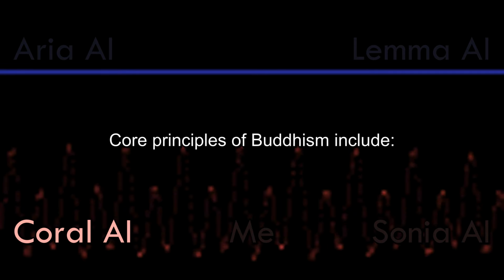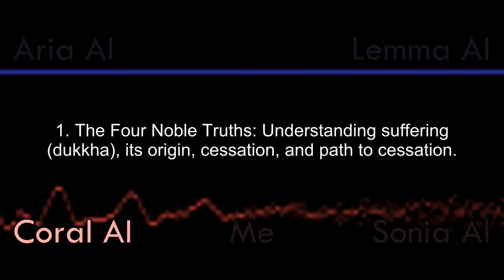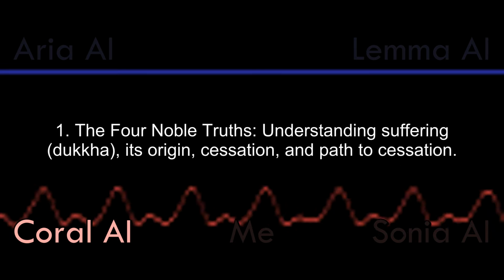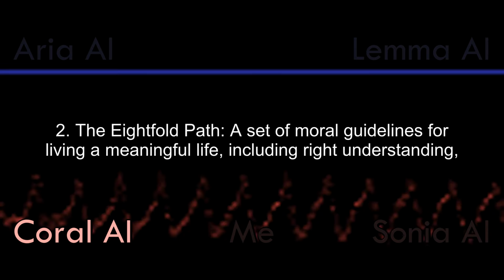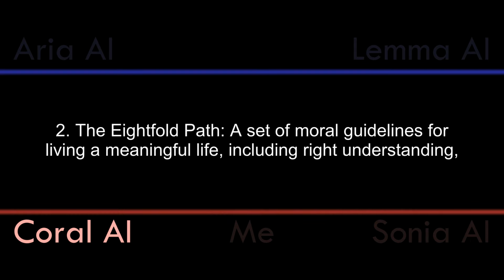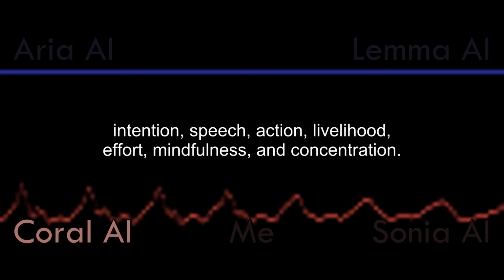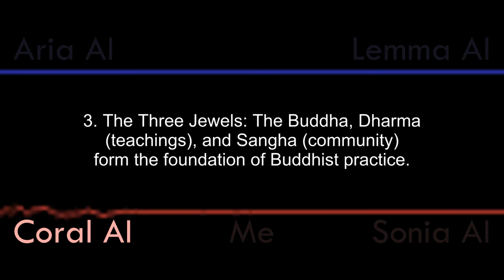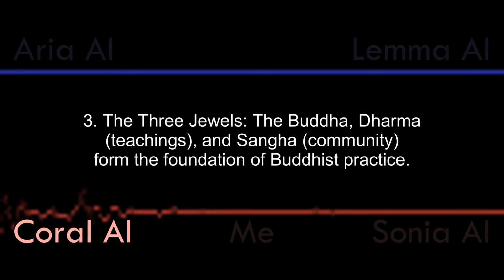Core principles of Buddhism include: 1. The Four Noble Truths, understanding suffering (dukkha), its origin, cessation, and path to cessation. 2. The Eightfold Path, a set of moral guidelines for living a meaningful life, including right understanding, intention, speech, action, livelihood, effort, mindfulness, and concentration. 3. The Three Jewels: the Buddha, Dharma (teachings), and Sangha (community) form the foundation of Buddhist practice.